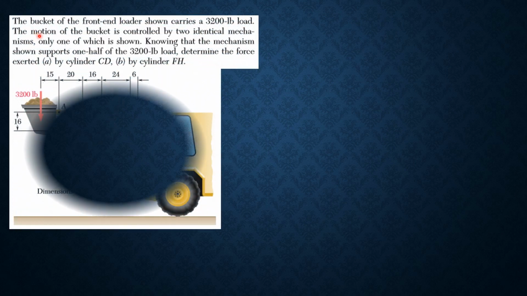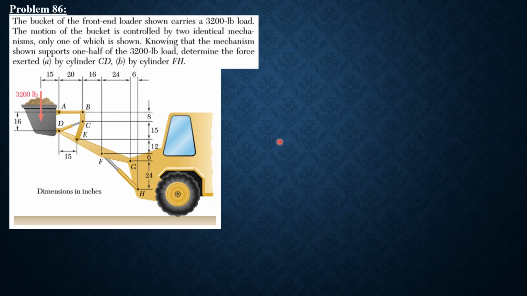For the third machine problem, example 86 or problem 86: the bucket of the front end loader shown carries a 3,200 pound load. The motion of the bucket is controlled by two identical mechanisms, one of which is shown. So only this part is shown, and the other is the duplicate. Therefore, the mechanism supports only one half of 3,200, which is the total weight. So half of this is supported by one mechanism. Determine the force exerted by cylinder CD, this cylinder here, and the cylinder FH, this cylinder here.